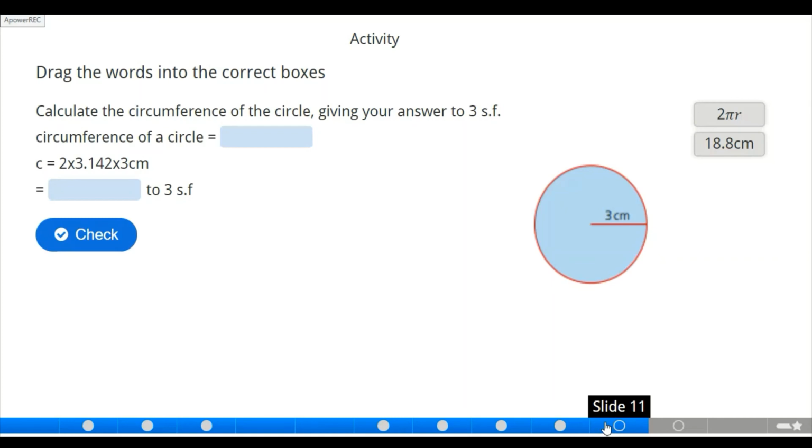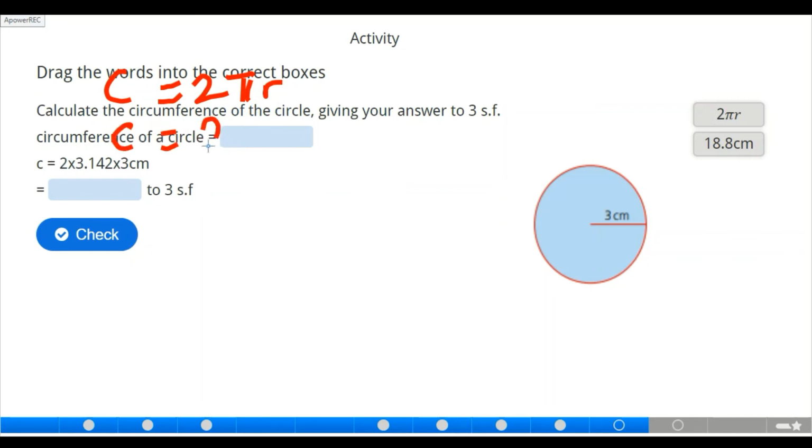We have to calculate the circumference of this given circle. From that circle, we see that the radius is 3 centimeters, and the circumference of the circle is 2 pi r. Remember we said that pi can take the form of 22/7 or 3.142. So we are going to be using 22/7 here, and let's see what we're going to have. It's going to be 2 multiplied by 22/7, multiplied by the radius.